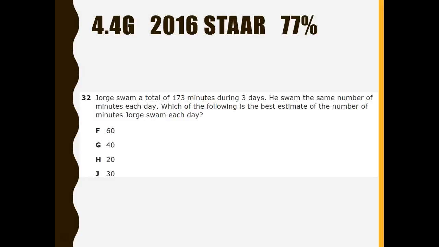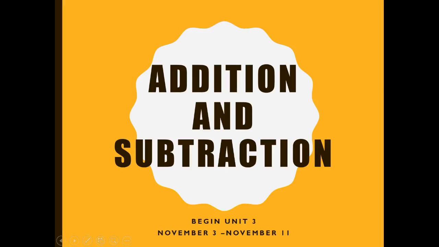Notice that compatible numbers were tested on STAR, where we have 173 minutes divided by 3. We can round down to 170, but again, that's not a friendly number. But if we use 180 and divide by 3, then we can get the answer of F, 60. Addition and subtraction will begin November 3rd through November 11th.